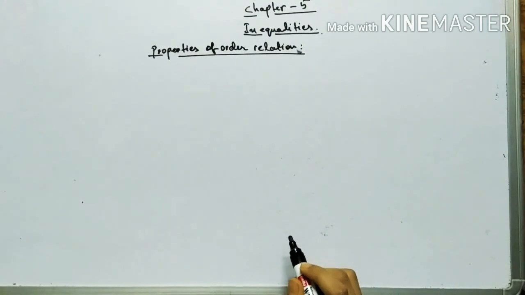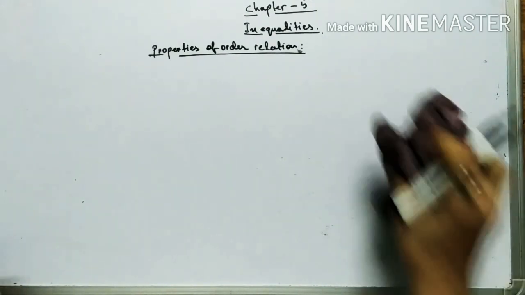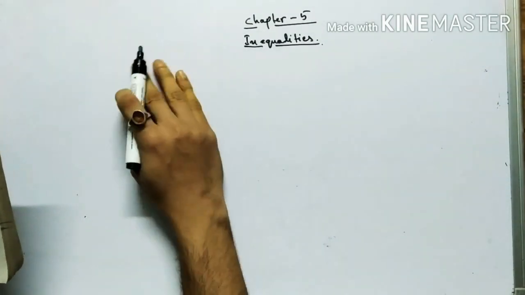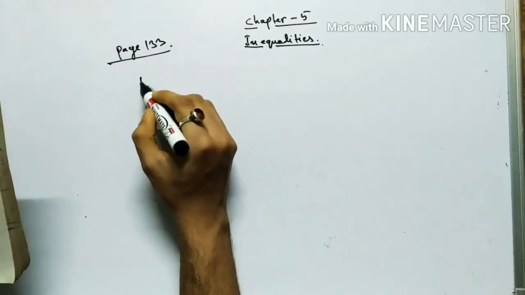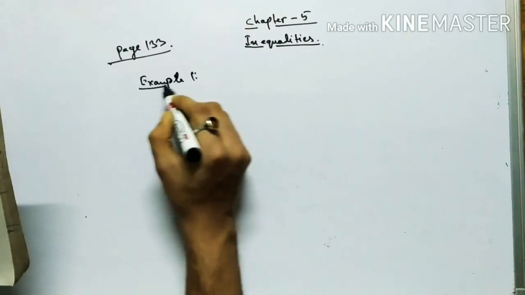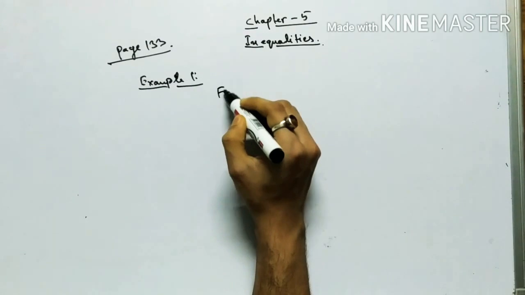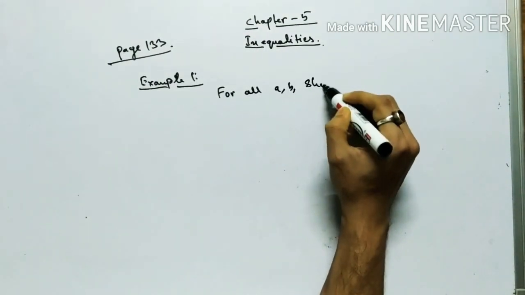Okay, next we will go to page number 133. Example 1. This is your page 133, example 1, saying that for all a, b, a square plus b square is greater than or equal to twice ab.